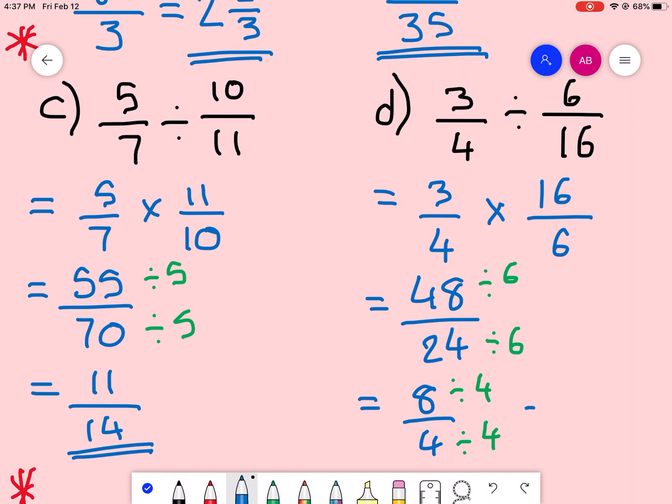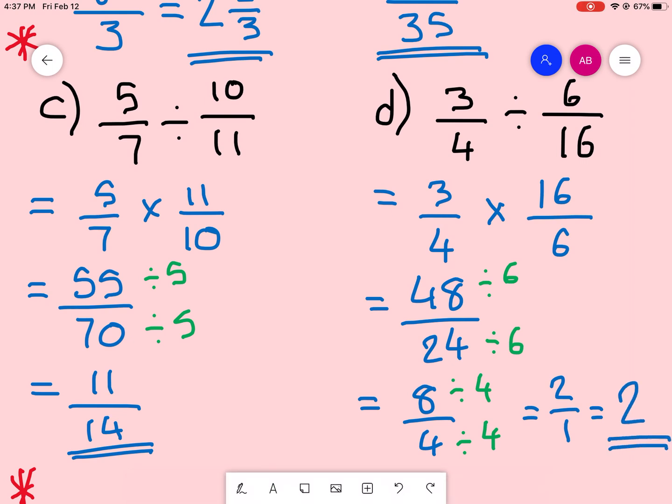Once I divide both of those by 4, I get 2 over 1, which is just the same as a whole number of 2. Okay, so question D there could actually be simplified quite a lot more than our normal fractions. We've just got to watch out for those. If they can be, then they must be simplified as far as possible.